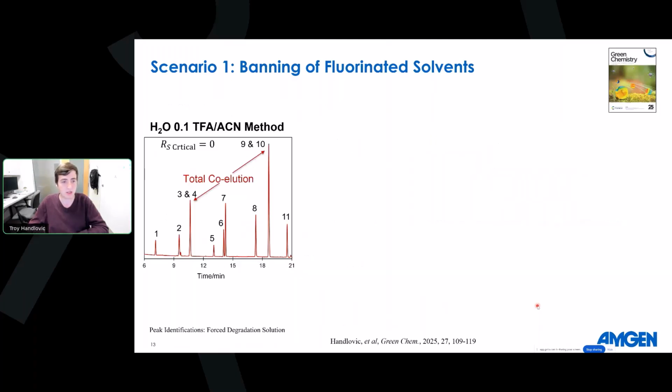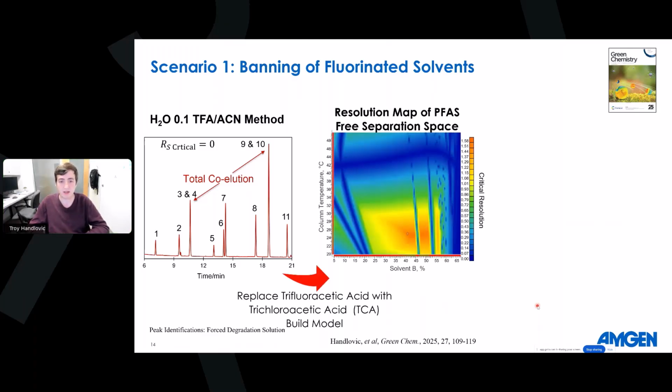And we chose this example because we wanted to do a twofold improvement. Here we have 11 peaks from a forced degradation solution. This is the best chromatogram from our screening protocol. And we wanted to see, can we replace the TFA that produced the best analytical results with something that's not banned, so a greener alternative, and at the same time resolve these co-eluting peaks. So we see peaks 3 and 4, 9 and 10 are co-eluting from the mass spectra, and our critical resolution is 0.